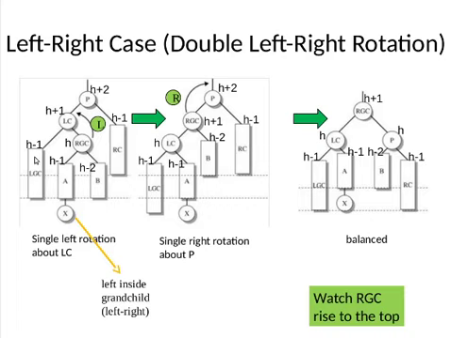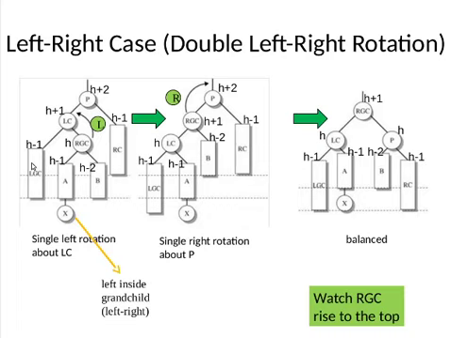We argue that the height of LGC cannot be h, because if it is so, the height of LC was h plus 1 even before the insertion of X, and the balance factor of P was +2 even before insertion of X. Hence, the height of RGC is h.